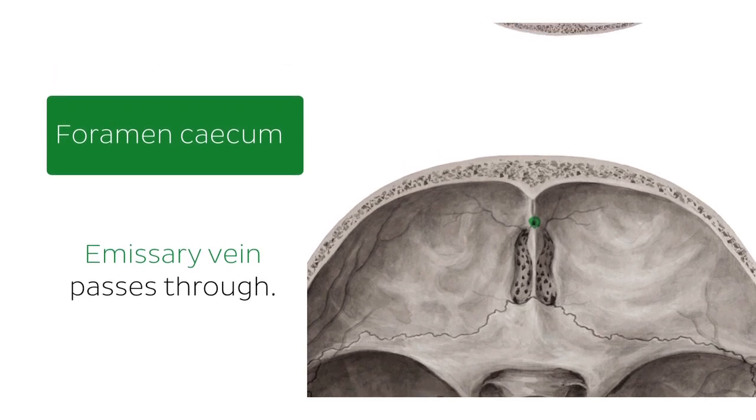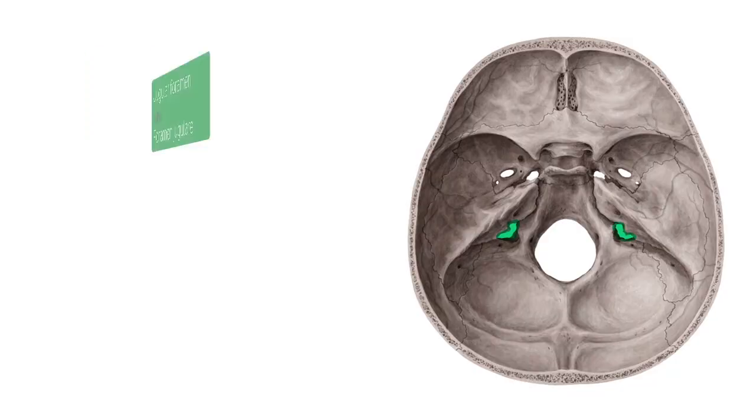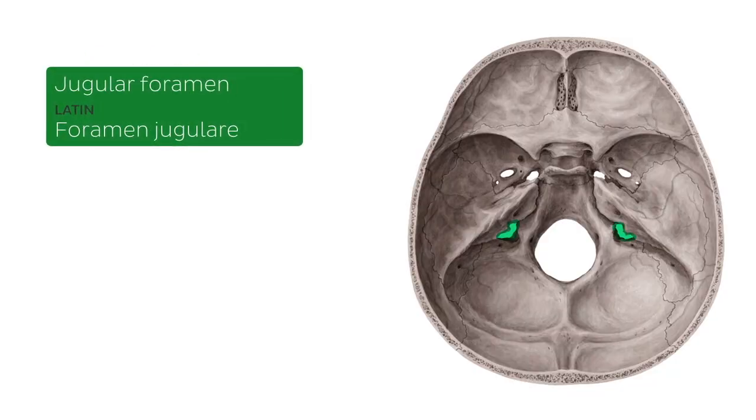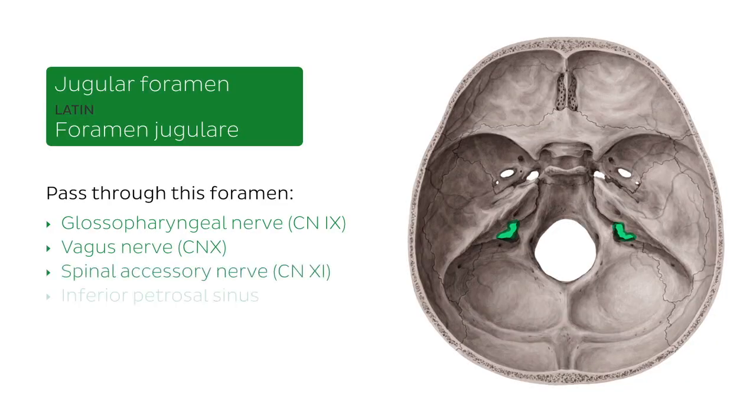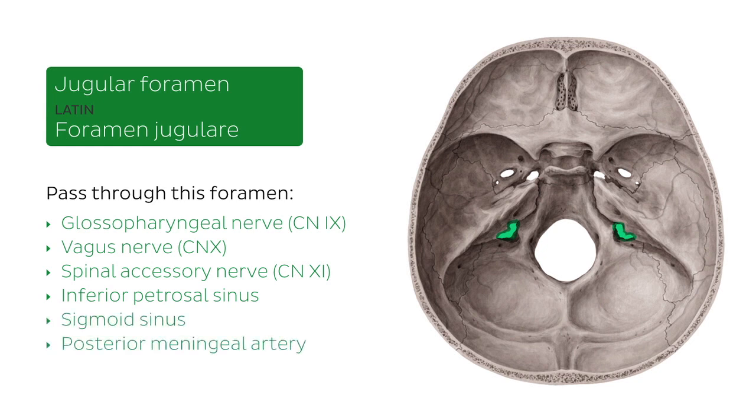The other foramen is known as the jugular foramen. You have 2, so jugular foramina. The jugular foramen is located between the petrous part of the temporal bone, which you can clearly see here on this image, and also the occipital bone, as you can clearly see here. Structures that will pass through this foramen include the glossopharyngeal nerve, the vagus nerve, the spinal accessory nerve, the inferior petrosal sinus, the sigmoid sinus, and the posterior meningeal artery.